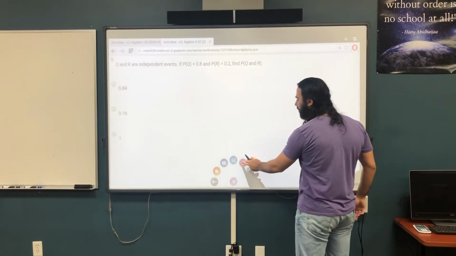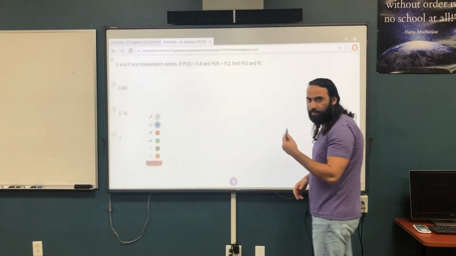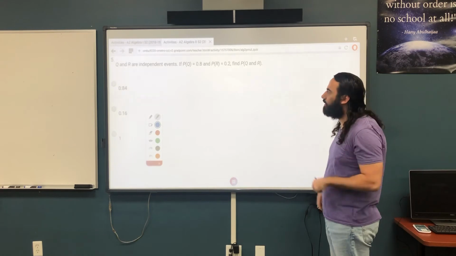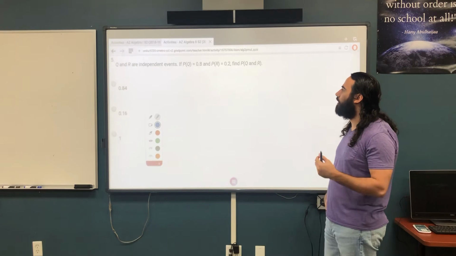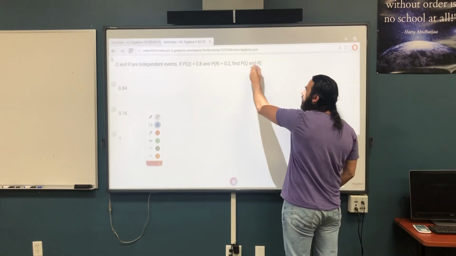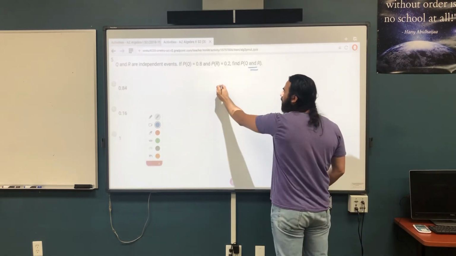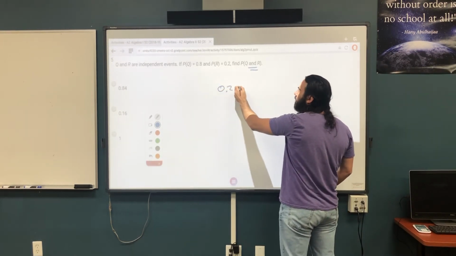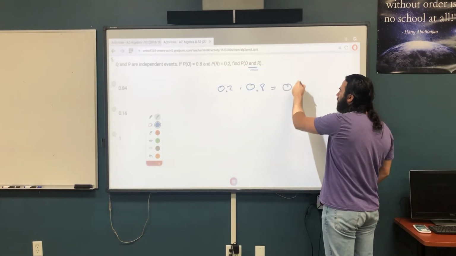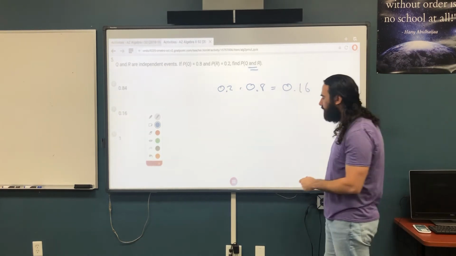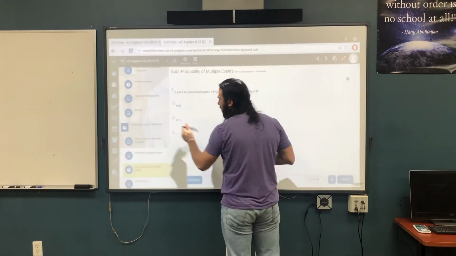This question: Q and R are independent events. Independent means there's nothing in common, they don't affect each other. If the probability of Q equals 0.8 and the probability of R equals 0.2, find the probability of Q and R. As we know, we need to multiply because there is "and," so it's going to be 0.2 times 0.8, which is, of course, 0.16. The answer is the second one.